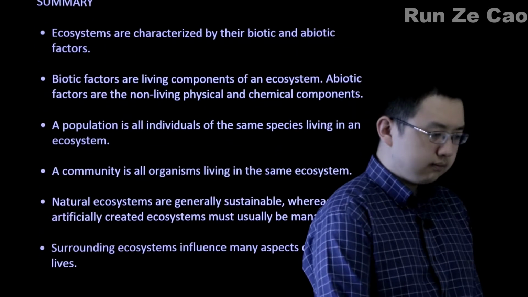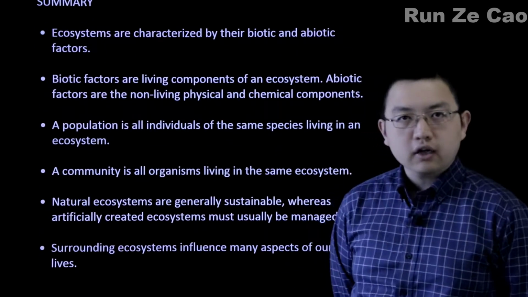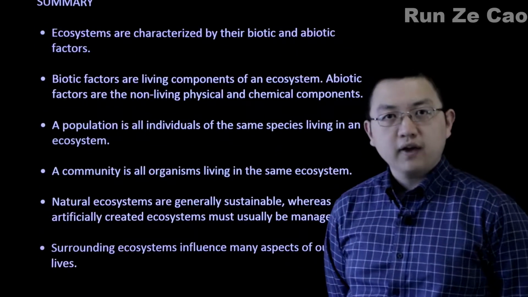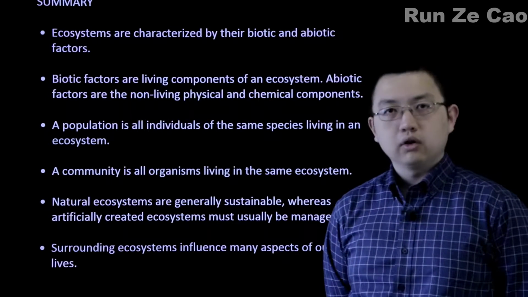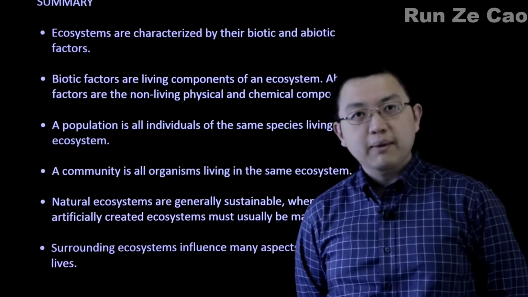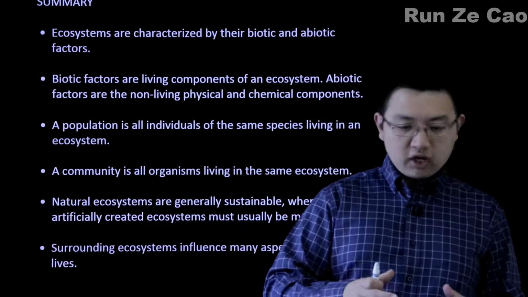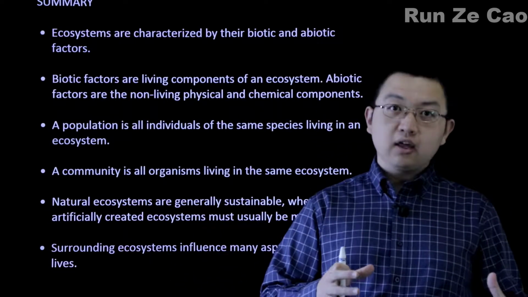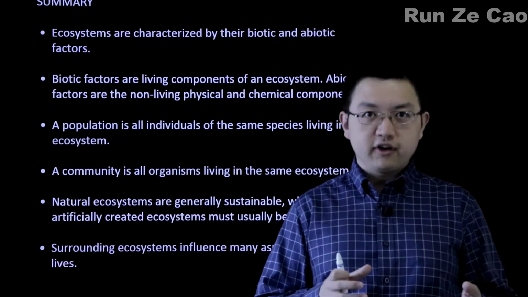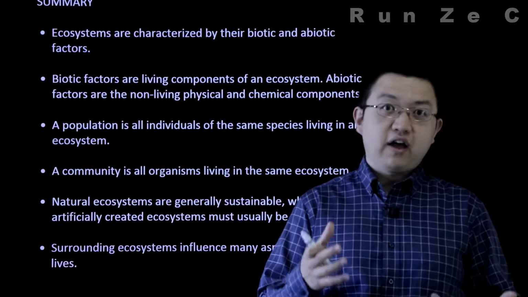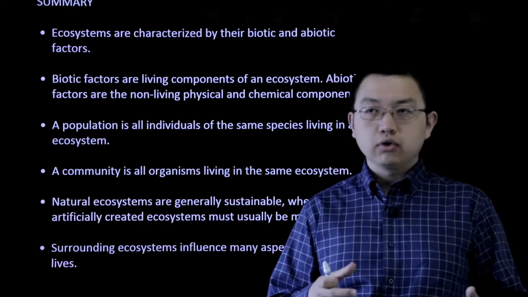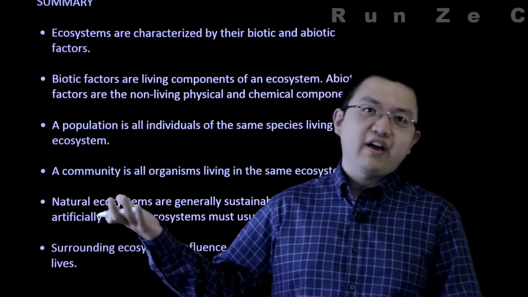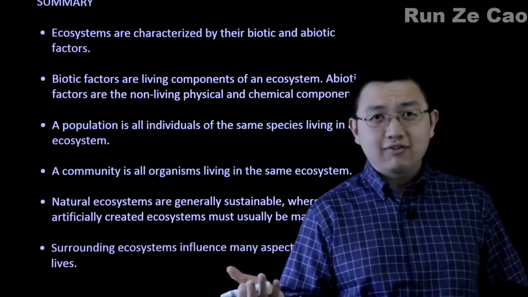So, in summary, ecosystems are characterized by their biotic and abiotic factors. Well, okay, if you're going to describe something that's a community of organisms and their environment, of course you're going to be describing the community of organisms and some of their interactions, biotic factors, and you're going to be describing the environment, the abiotic factors. Sounds pretty obvious, right?